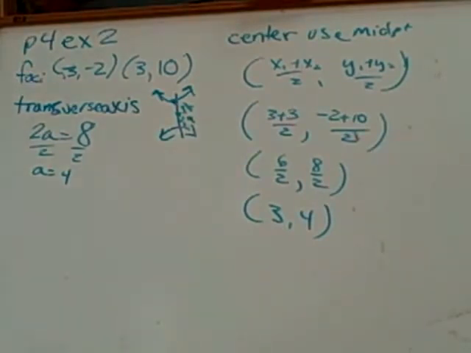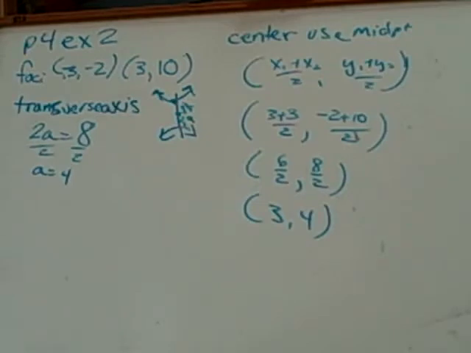Okay. Now, let's see. (x minus h) quantity squared all over a... No, because it's a vertical transverse axis. So y is going to come first. But I still don't know what my b is.